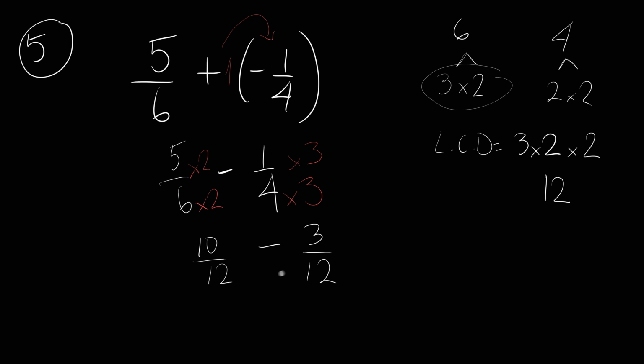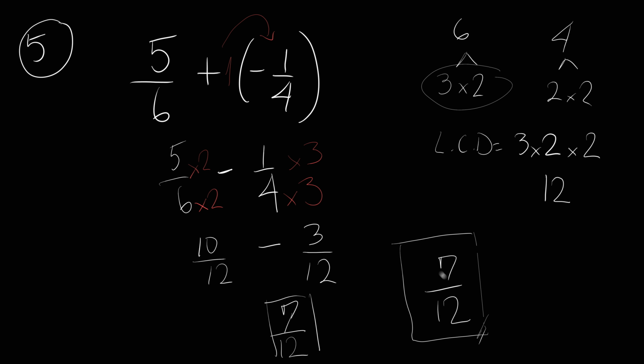Now they do have the same denominator. So if they have the same denominator, I will keep my same denominator and just combine the top part. So 10 minus 3 should be 7 over 12. So that should be your final answer. 7 over 12. And yes, this is reduced to its lowest terms already because 7 is a prime number and the 12 is made out of a 3, a 2, and another 2. Okay?